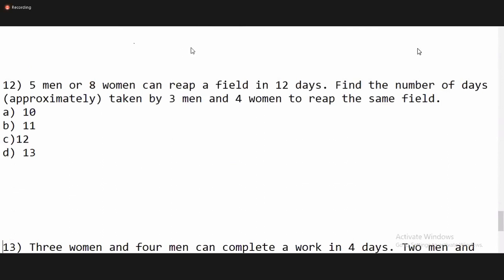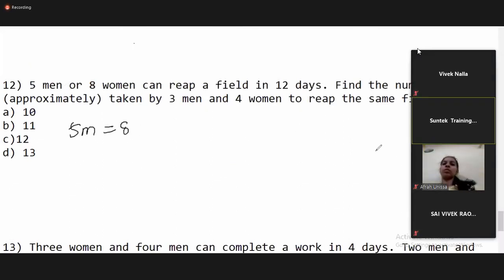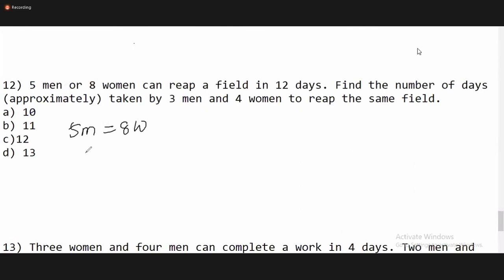These are the easy ones. Standard model. I'll tell you the shortcut also. 5 men is equal to what? 5 men is equal to 4 women. From this, can I write 1 man is equal to 4 by 5 women? Yesterday I discussed M1 D1 is equal to M2 D2. Either you can convert everything into men or women.